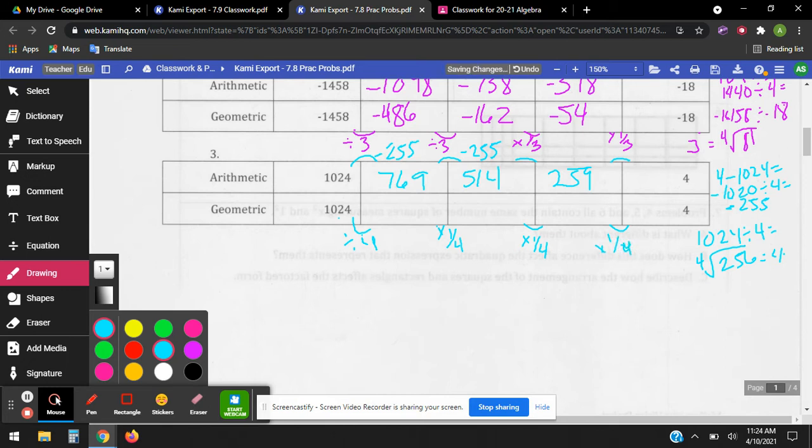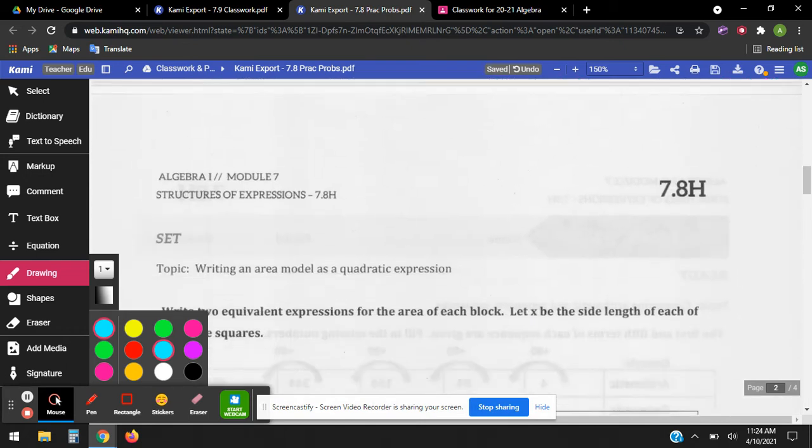Okay, so 1024, again, I need to get smaller, so it's got to be that divide or times a fraction. Divided by 4 is 256. Divided by 4 is 64. Divided by 4 is 16. Divided by 4 is 4. All right, so that should be a review.